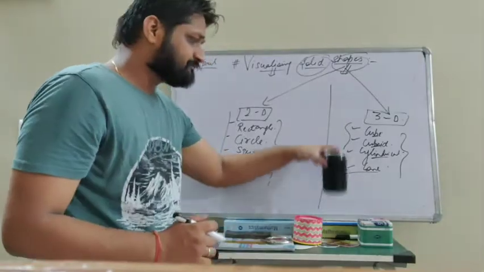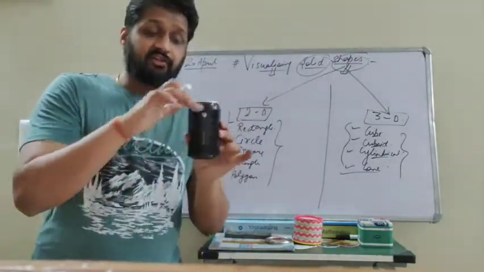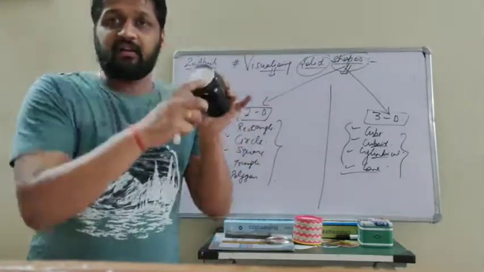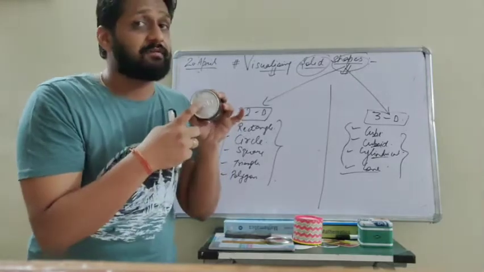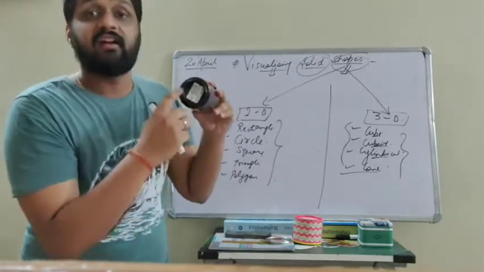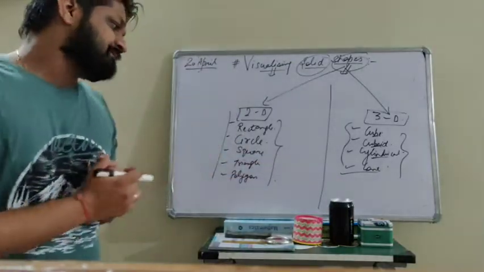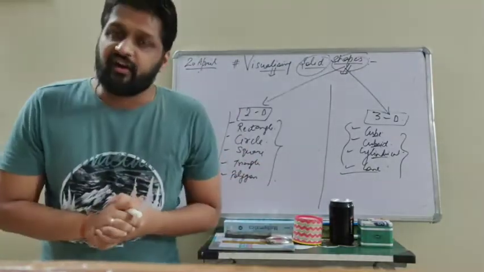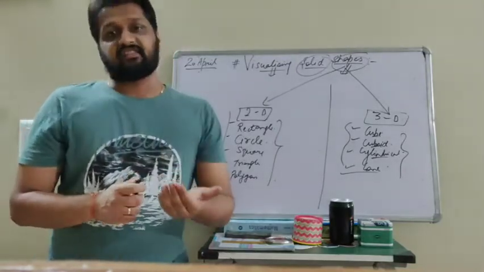Now similarly, this is the cylinder. The top part, you can see this is the top part, and it is in the shape of a circle. Similarly, the bottom part is also in the shape of a circle. So we need to visualize the shapes according to their categories, either the top part or the bottom part, or you can say the side parts.